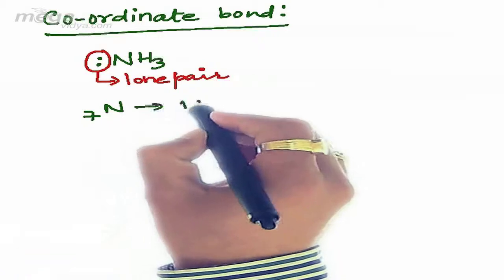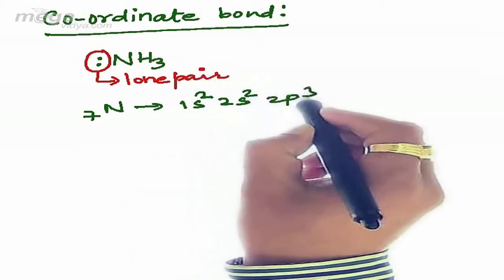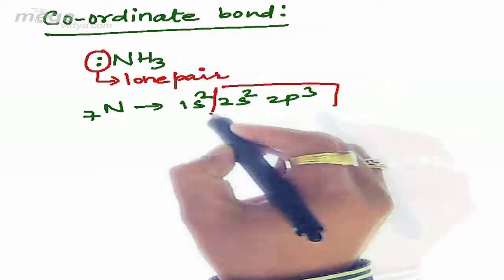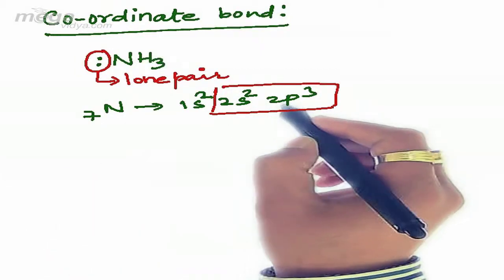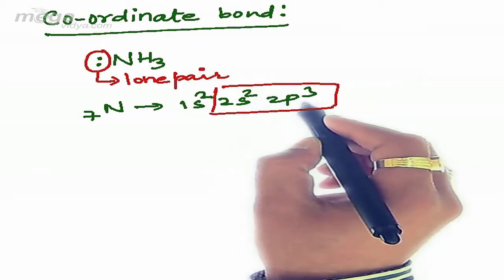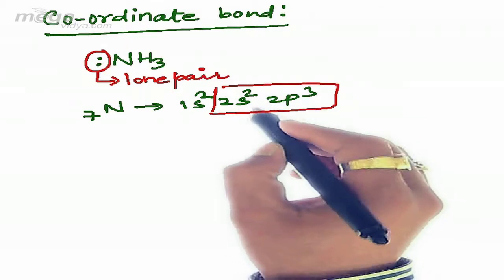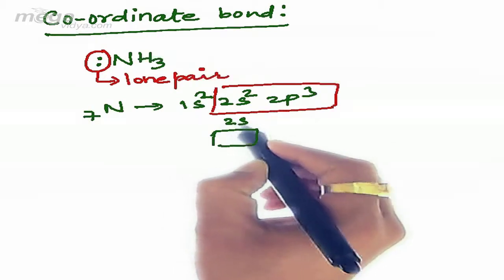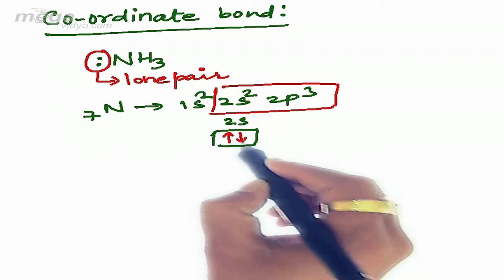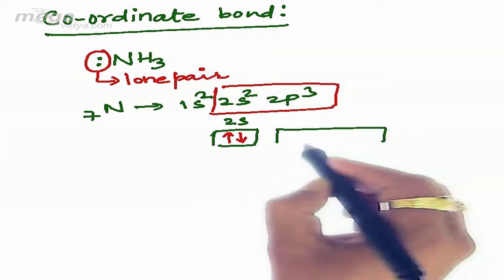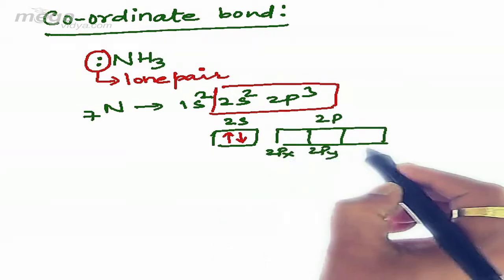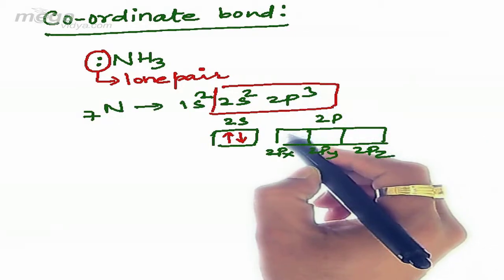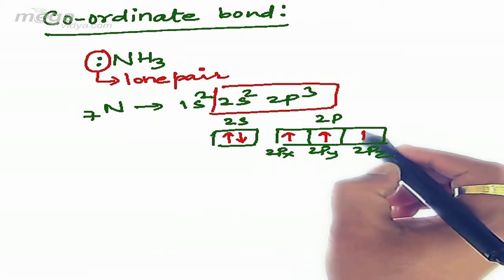Its configuration will be 1s2, 2s2, 2p3. Now the valence shell of nitrogen is 2s2, 2p3, and it's quite known to us that only the valence shell electrons participate in the bonding. Here, if we observe, the 2s orbital of nitrogen has 2 electrons which are paired, and then the 2p orbitals, that is 2px, 2py and 2pz. Here we have 3 electrons in the p, so they will be distributed in the 3 p orbitals in this way.